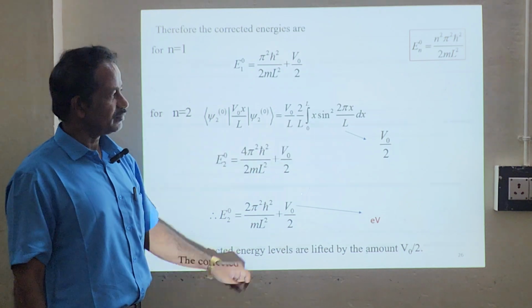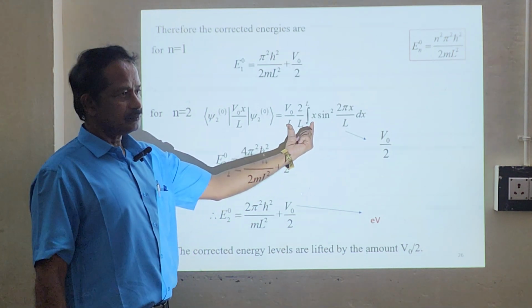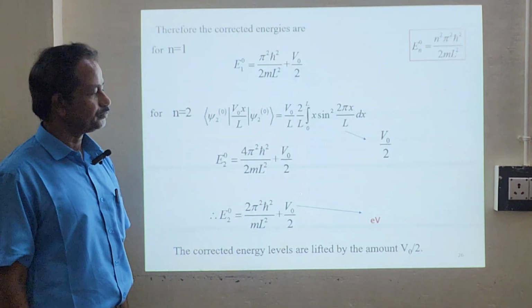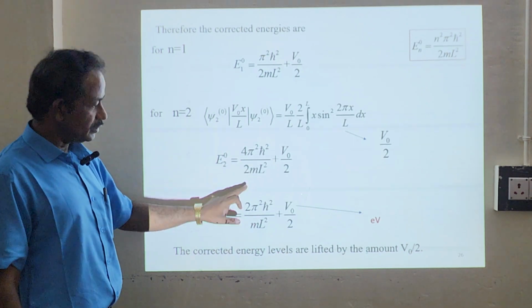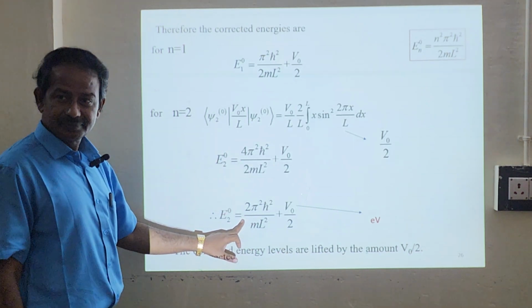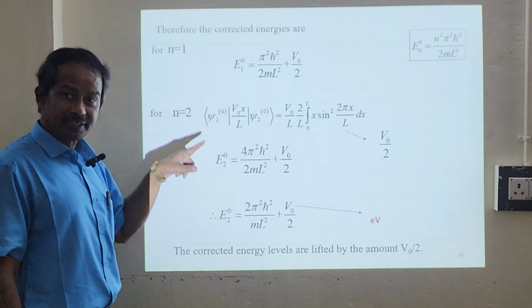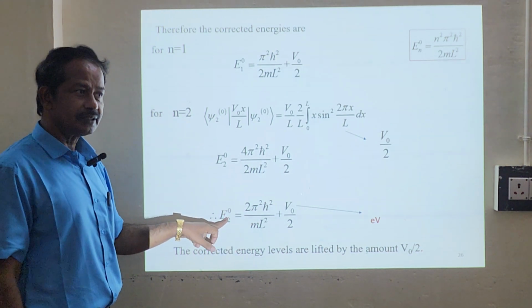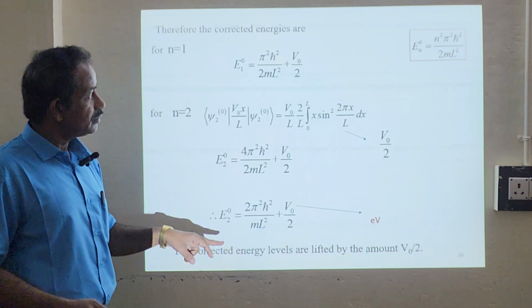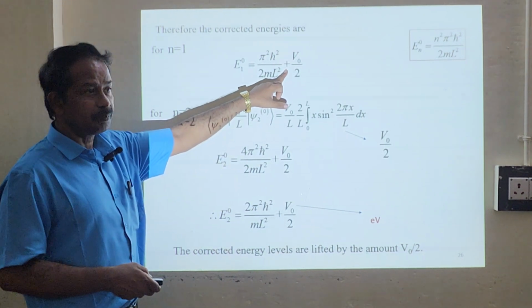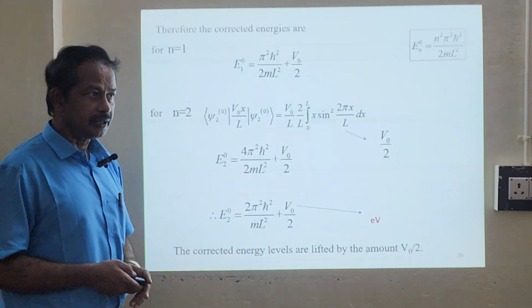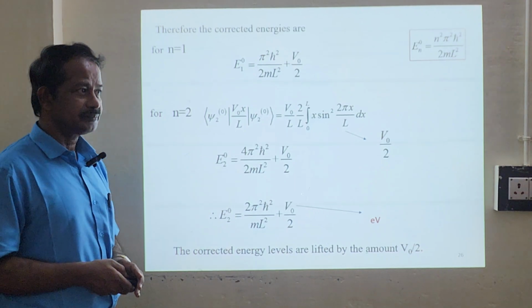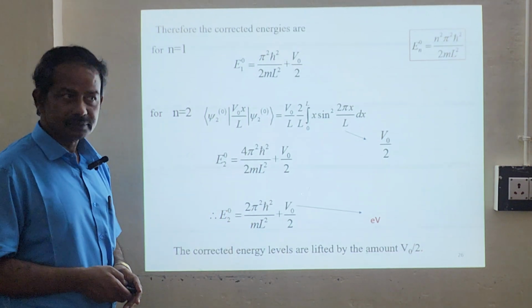Here also you have x. You will get the same answer, V naught by 2. This alone will vary, because n equals 1 here and n equals 2 here. Last time also we got V naught by 2 for n equal to 1. This time also we got V naught by 2. So V naught is in terms of electron volt, so this also is in terms of electron volt.